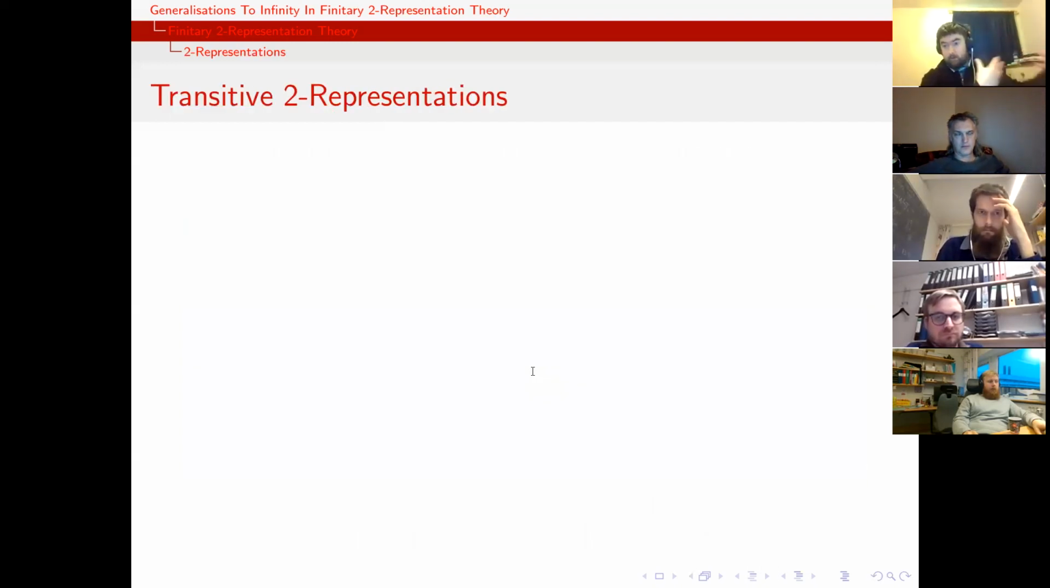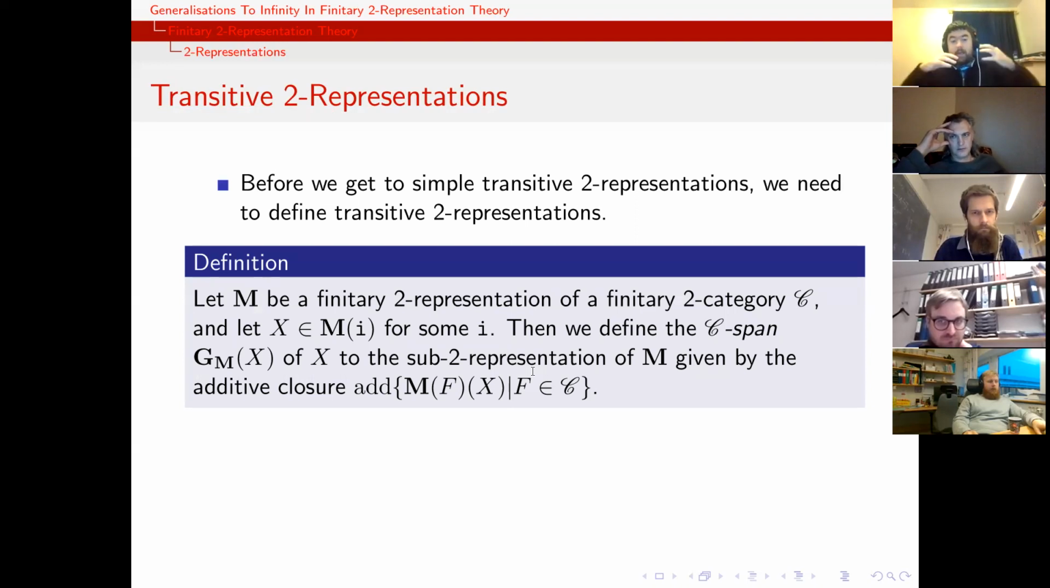So that is one part of what we will need to define simple transitive two representations. The other part that we will need is this concept of transitive two representations. So let M be some finitary two representation again, and choose some object x in M of I. Then we have this C-span of x with a notation G sub M of x, which is in some sense the smallest sub two representation of M that contains x. So we have this technical definition here. We take the additive closure of all the images of x under one morphisms in C. But this is, in some sense, the standard conception of the sub two representation generated by x, if you think of generated by in various other areas of maths.